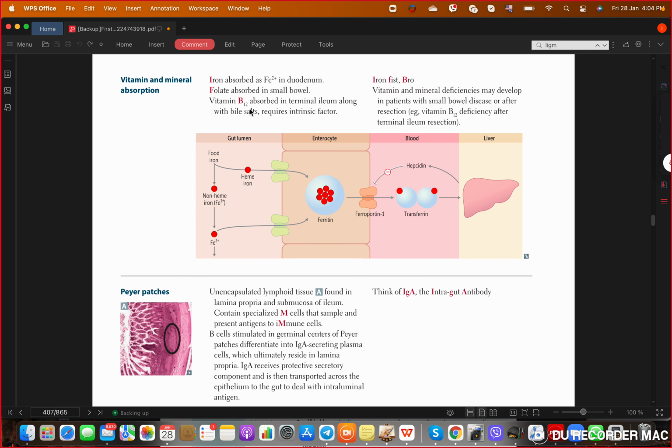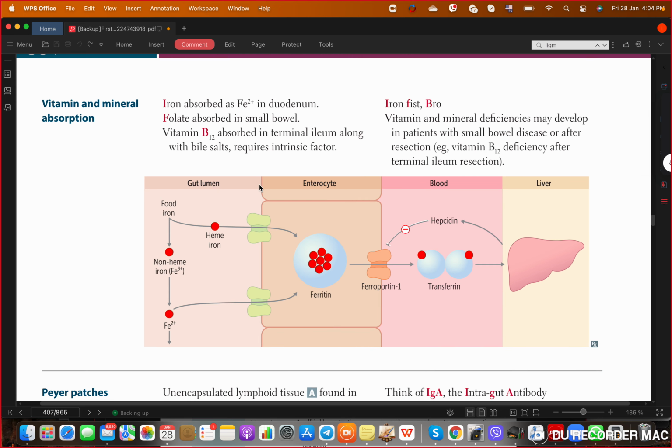Good. Vitamin B12 is absorbed in the terminal ileum along with bile salts and requires the intrinsic factor to reabsorb the B12. So vitamin and mineral deficiency may develop in a patient with small bowel disease or after resection, like B12 deficiency after terminal ileum resection in case of Crohn's disease. Got it. So take a look here.